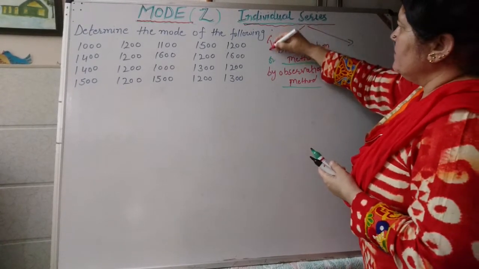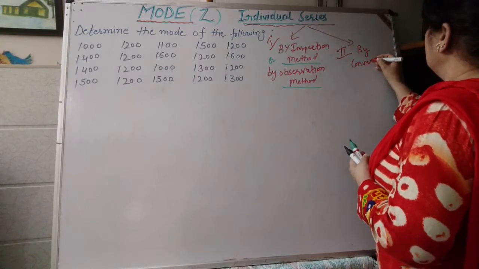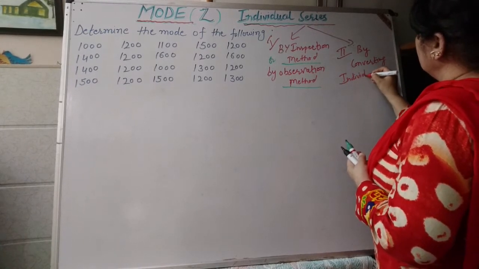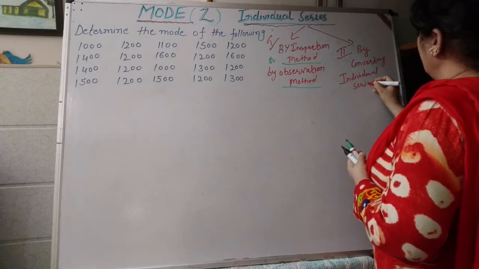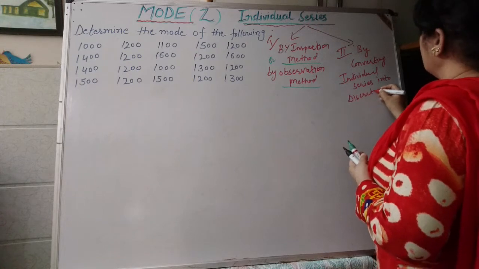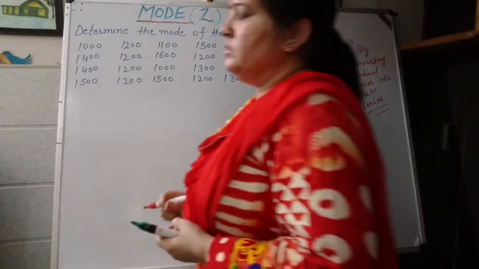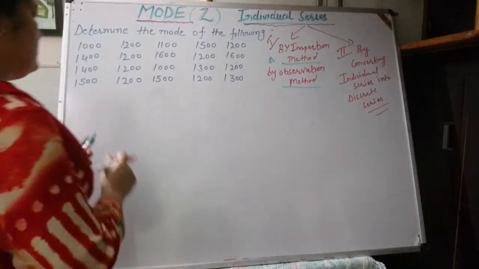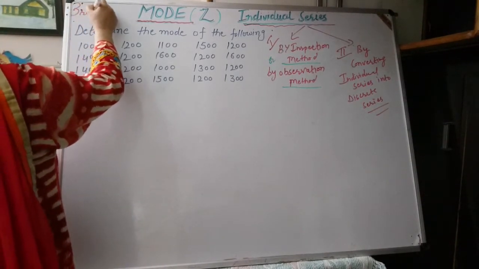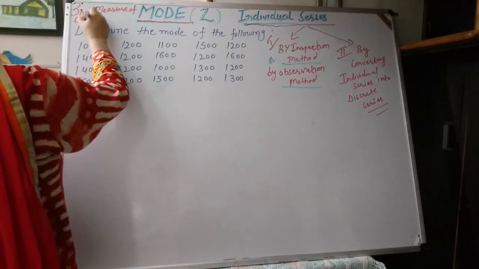This is the first method, and the second method is by converting individual series into discrete series. Mode is the third measure of central tendency.